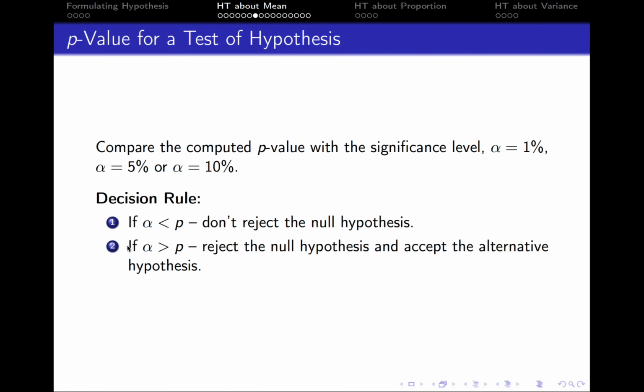And the second possibility is when the critical value alpha is higher than the estimated p-value. In this case, we reject the null hypothesis. So we say that the null hypothesis is probably not true. And we say that there is enough evidence to accept the alternative hypothesis. So we will say that with the evidence provided, the alternative hypothesis could be true.